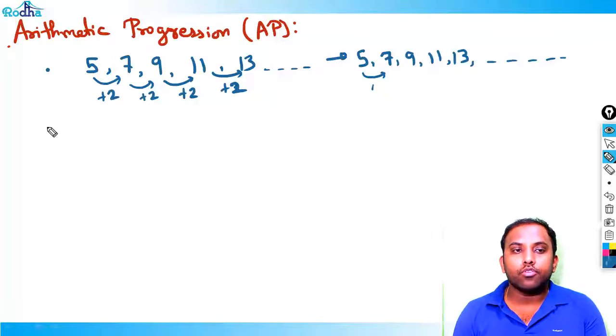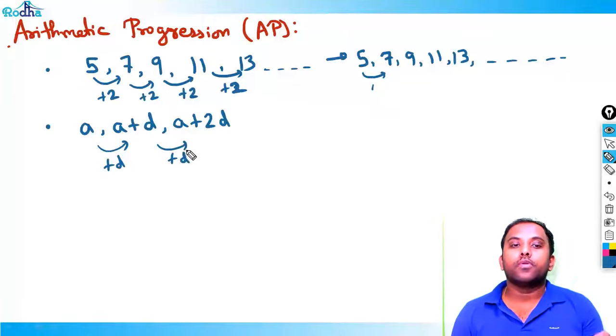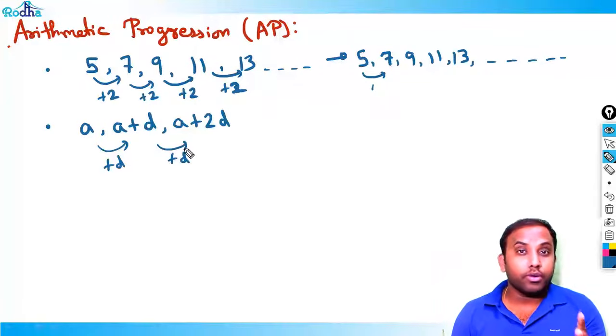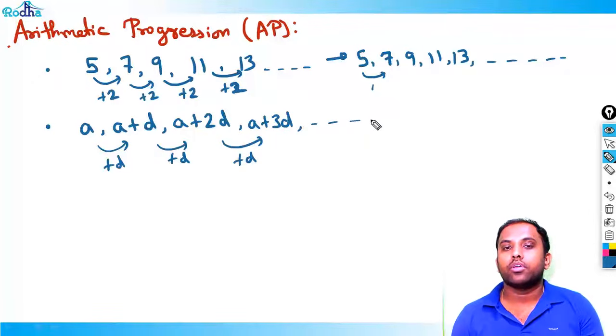So 5, 7, 9 is an AP. I can write it in terms of: if the first term is A, the second term will be A plus D, a difference of D added. Then the third term should be A plus 2D, again adding D. I told you the difference between any two consecutive terms is the same, so it increases at the same rate, plus D. It becomes A plus 3D and so on.